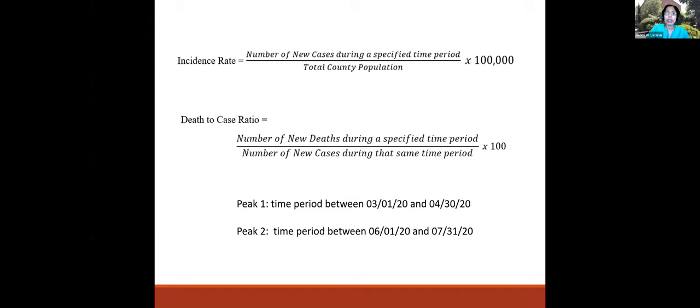And the second dependent variable is death to case ratios. That is looking at the number of new deaths during a specific time period divided by new cases during that same time period per 100. The time period here is I'm looking at two peak periods that occurred during the early part of the pandemic. So the first peak occurred between March 1st and April 30th, and the second peak between June 1st and July 31st.